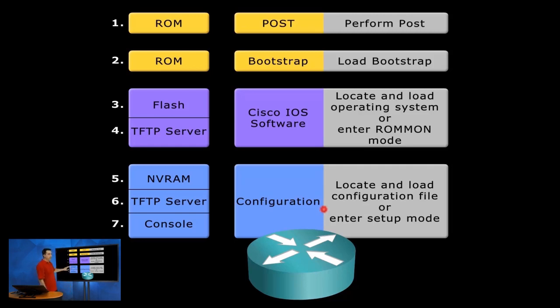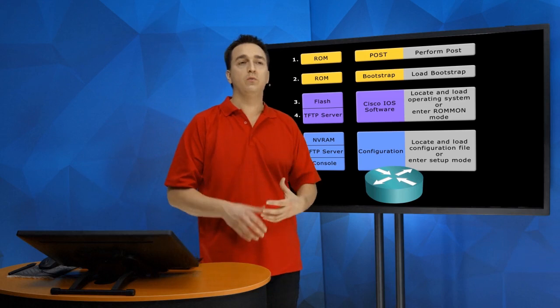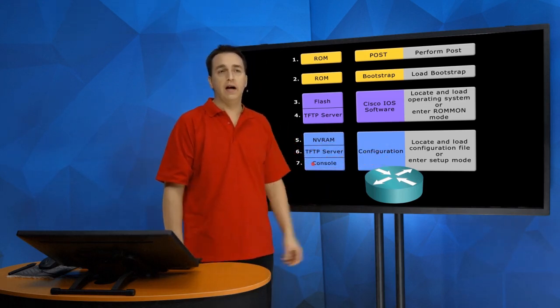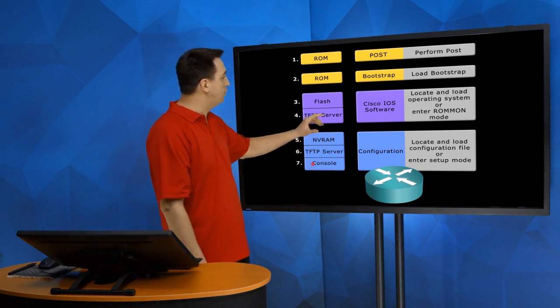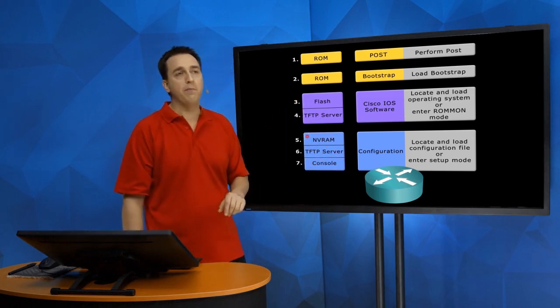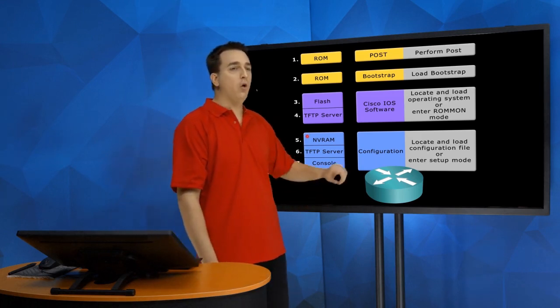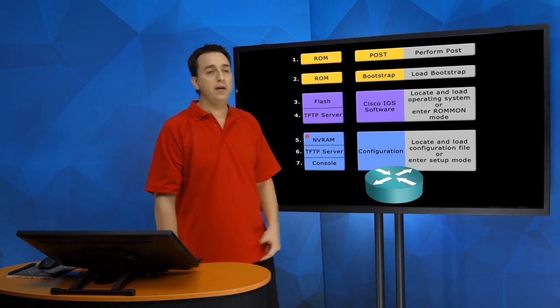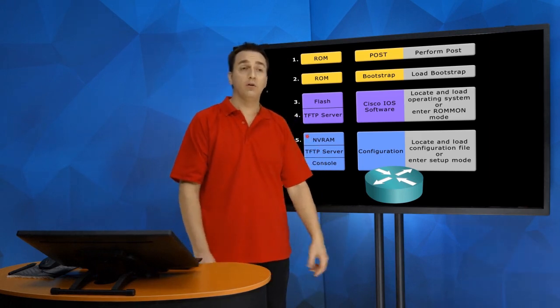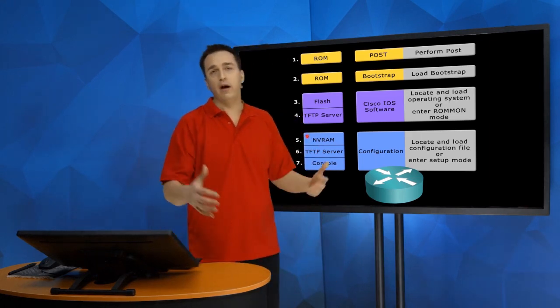Where can it find the configuration file? In NVRAM, on a TFTP server, through the console port. So there are many different ways that you can configure your device to get the configuration file located and loaded. However, the most common ways here is going to be Flash for the operating system, and it's going to be NVRAM for the configuration file. So all of this has to happen before we can even get to user exec mode and start configuring our router or use the router for routing functionality.